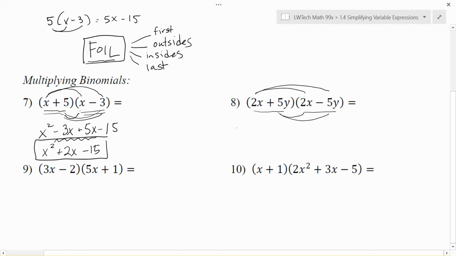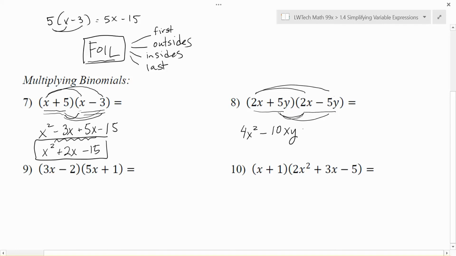2x times 2x, so the firsts, when we multiply that together, 2 times 2 gives us 4x squared. Then we're going to multiply the outsides. 2x times minus 5y gives me a minus 10xy. Then I multiply the insides.